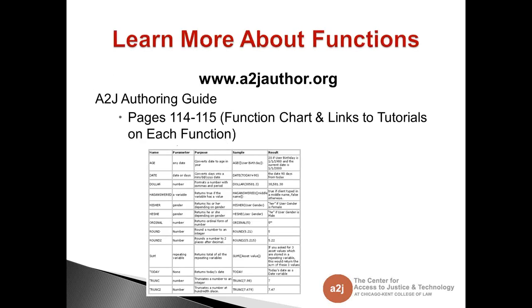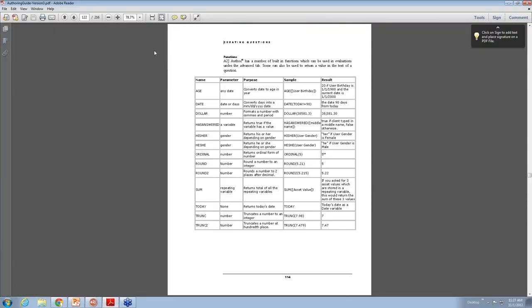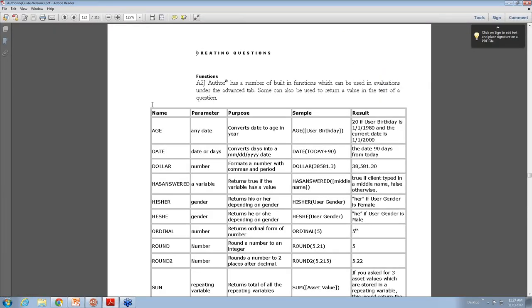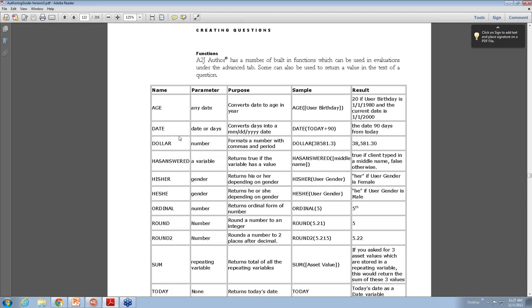If you're interested in learning more about functions, because there are more functions in A2J Author than what we went over today, this is just the most used ones, be sure to go to the A2J Authoring Guide. Pages 114 and 115 have a function chart and have links to tutorials. So if we pull it up, here it is. It has the name of the function, the parameters, the purpose, a sample, and the result. So this is great if you forget how to do it. This is a quick cheat sheet.